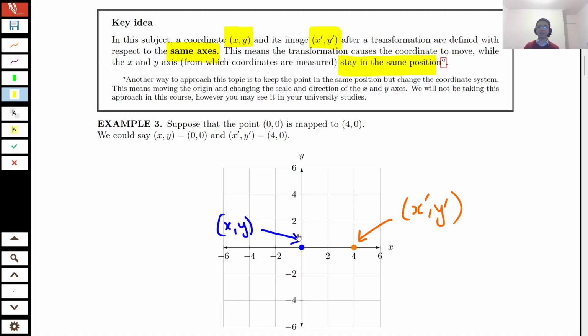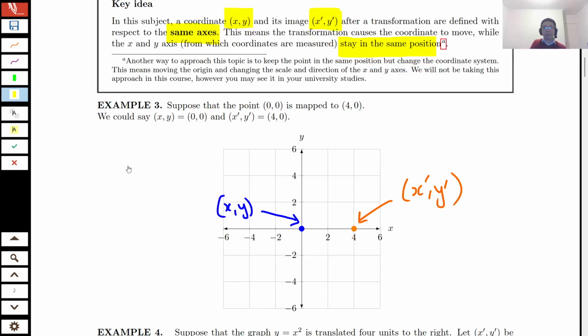Later, if you take more studies in maths or physics or engineering, you might actually keep the point in the same position and move the axes. That's relevant to things like computer vision and so on. So, key point here, the axes did not move.